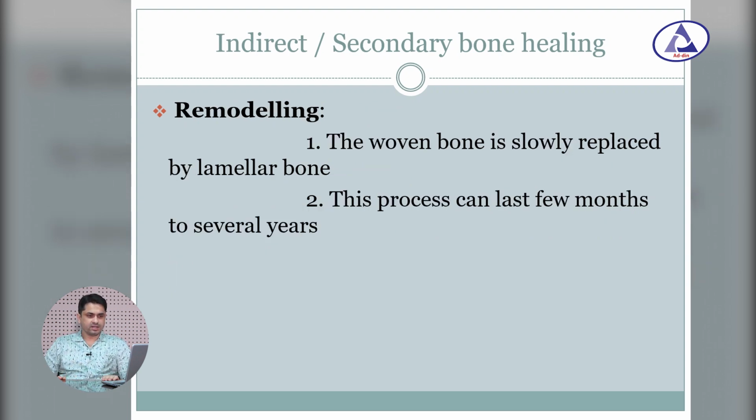Then remodeling. The woven bone is slowly replaced by laminar bone. This process lasts a few months to several years.